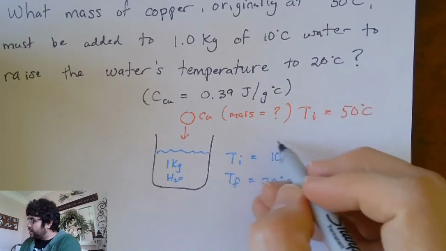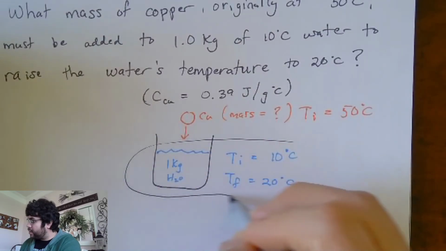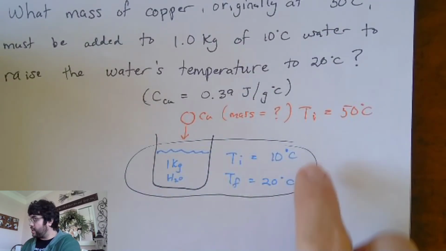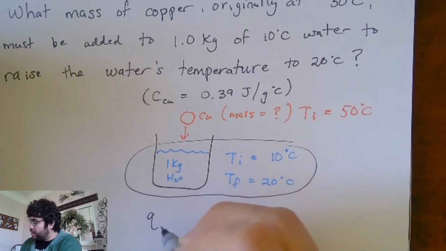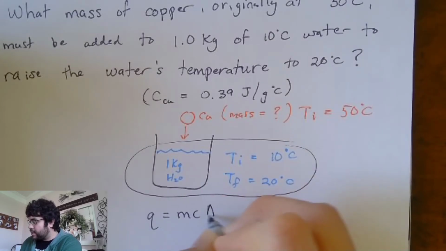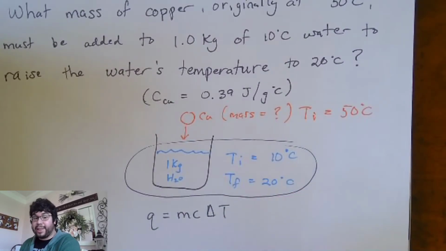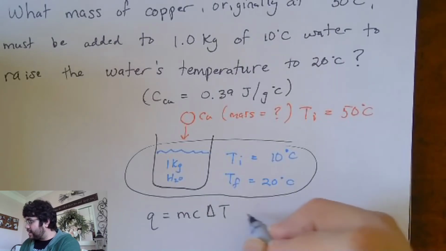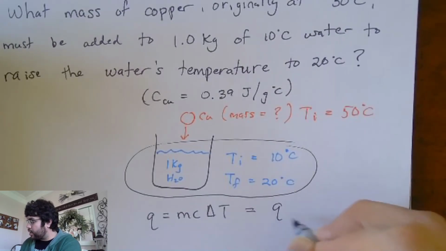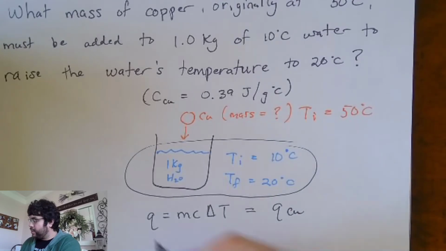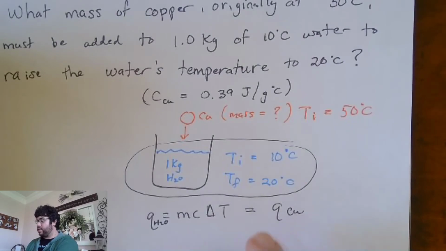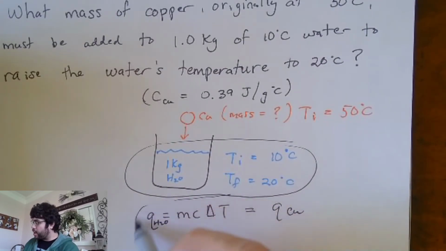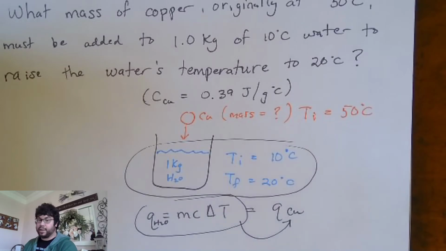So first things first, if this water were to go from 10 to 20 degrees Celsius, how much heat would be needed? Well, we're going to do that using Q equals mc delta T. And at the end of the day, this is the exact same amount of energy that the Q for the copper is needed. Okay, so the Q for the water and the Q for the copper are the same, mc delta T. But we're going to take the number here for the water, and then translate it over to the mc delta T for the copper. So let's do this in steps.